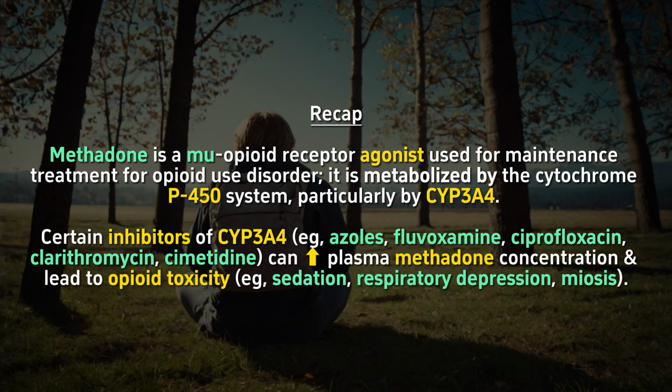Methadone is a mu-opioid receptor agonist used for maintenance treatment for opioid use disorder. It is metabolized by the cytochrome P450 system, particularly by CYP3A4. Certain inhibitors of CYP3A4, for example, azoles, fluvoxamine, ciprofloxacin, clarithromycin, and cimetidine, can increase plasma methadone concentration and lead to opioid toxicity, for example, sedation, respiratory depression, and miosis.